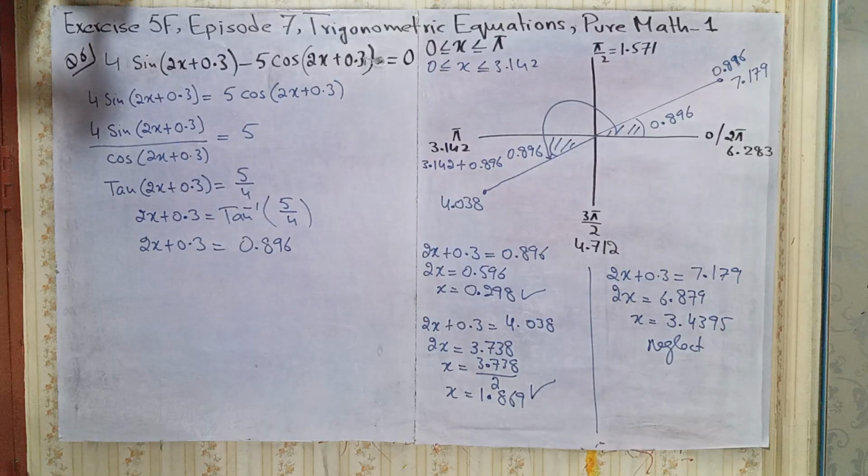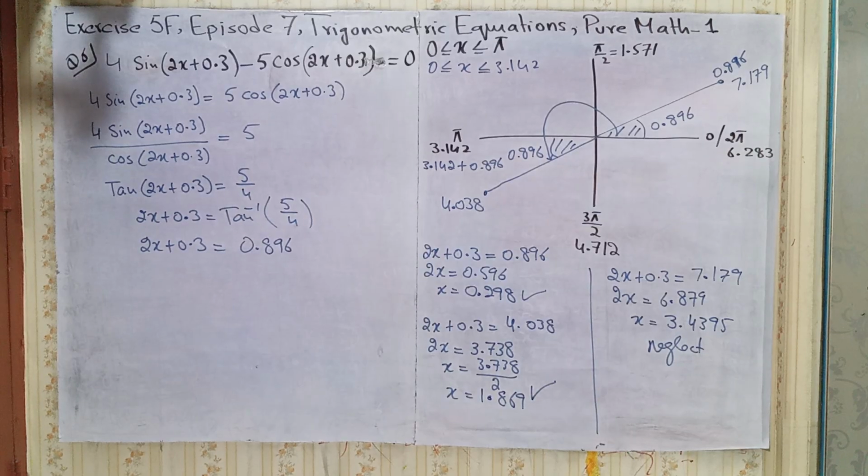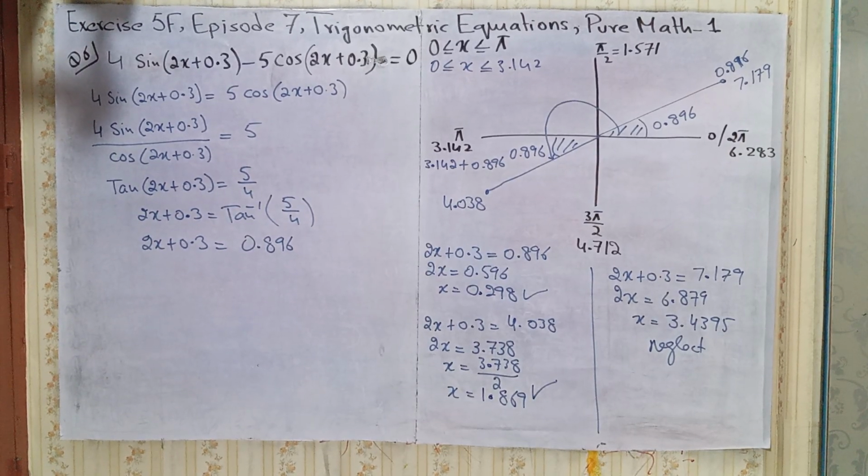So let's check from the book, sir. Exercise 5F, question number 6. The answer is 0.298. 0.298 is our answer, sir. And the other answer is 1.87. So our answer is also 1.869. So our answers are right, sir. This is how this question is done. I hope you understand. So this is how you do question number 6 of the exercise 5F.